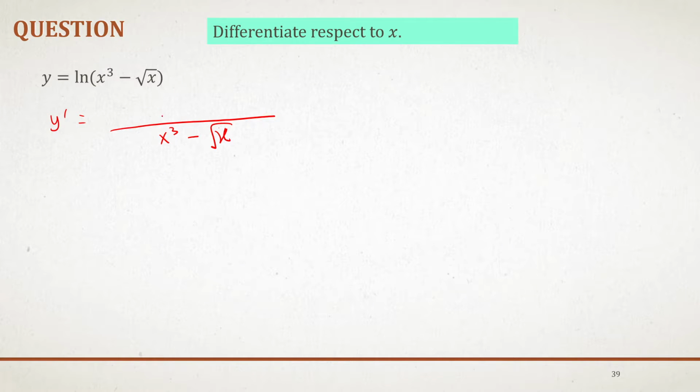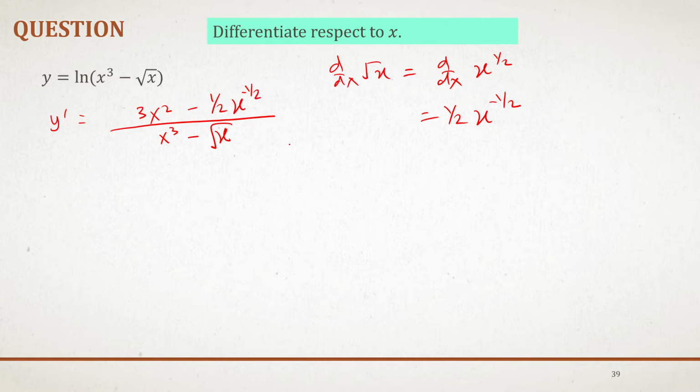After that, differentiate x cubed, which is 3x squared. And differentiate this one: x is actually x to the power of half, so it's half x to the power of minus 1 over 2. Do you need to make this one a positive index in the denominator? No need, just keep it as it is. The question didn't ask you to keep your answer as a positive index.